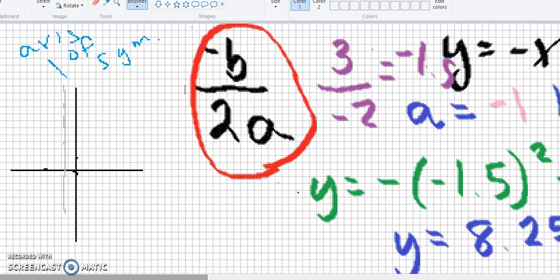So we can go over to our graph and count up 8.25 spots. So 1, 2, 3, 4, 5, 6, 7, 8, and then just a little bit above that. Let's do it again. 1, 2, 3, 4, 5, 6, 7, 8.25, which is a little bit above the line. And we can just make a dot. It's a red dot. And label it our vertex.